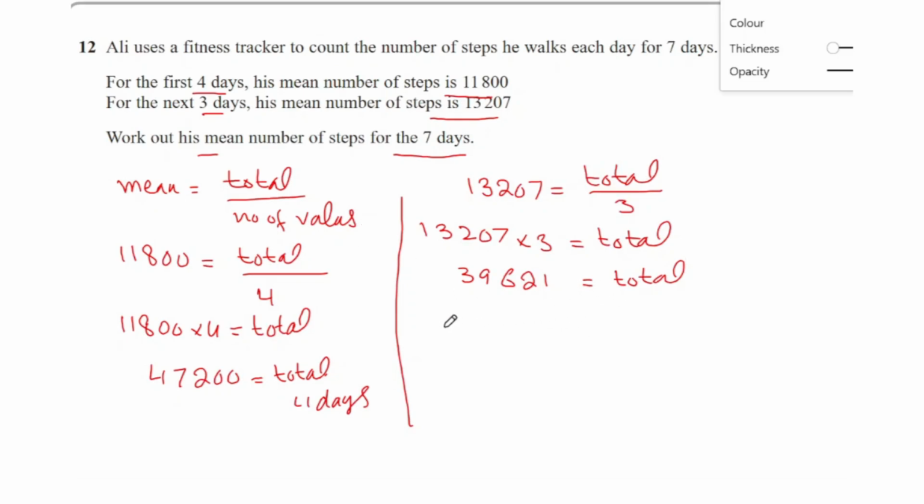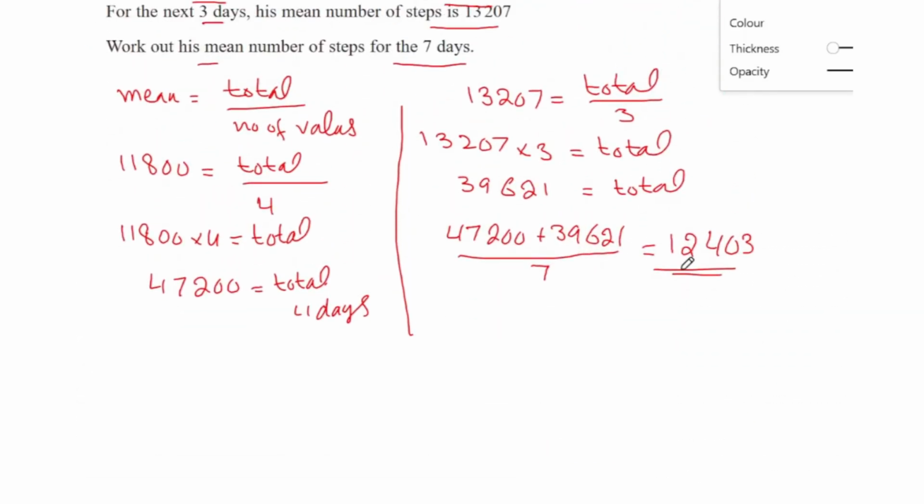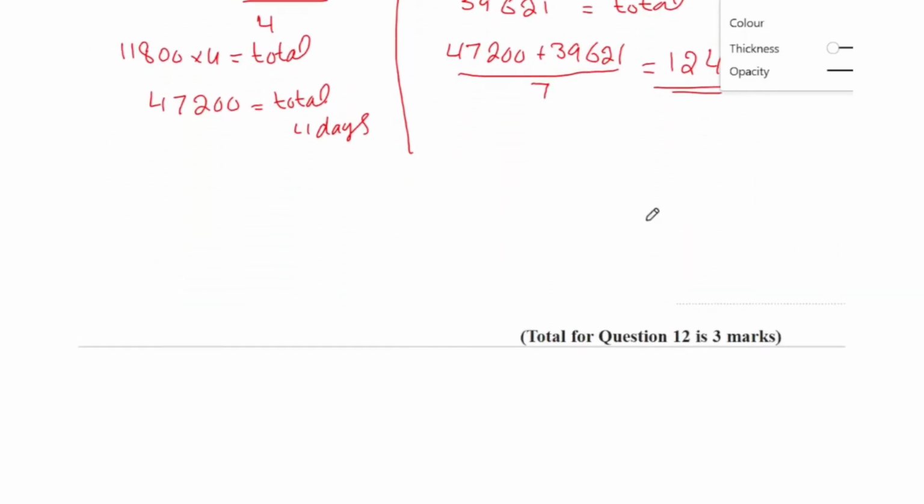Now what is the total distance? We're going to add them up: 47,200 plus 39,621, for how many days? For 7 days. If you use your calculator, you will get 12,403. That's the mean for the 7 days. If we have done up to here, this is 3 more marks. So let's write down the answer here, 12,403.